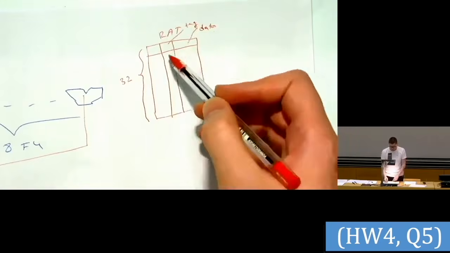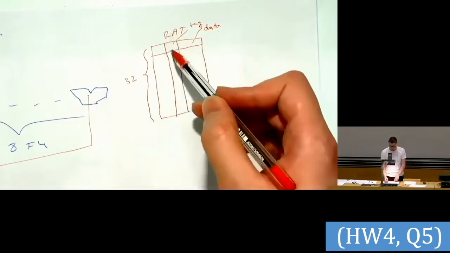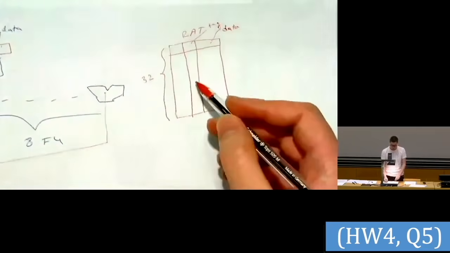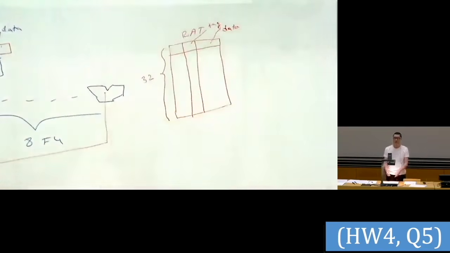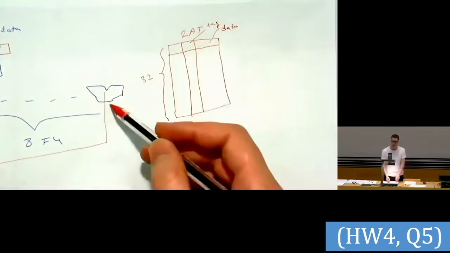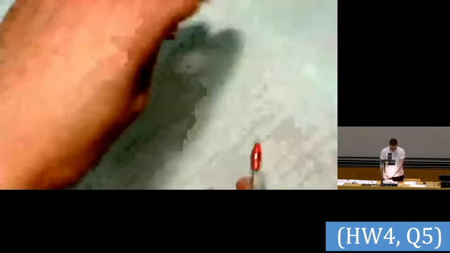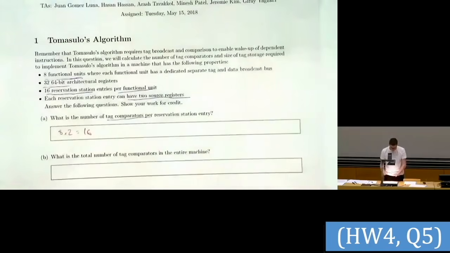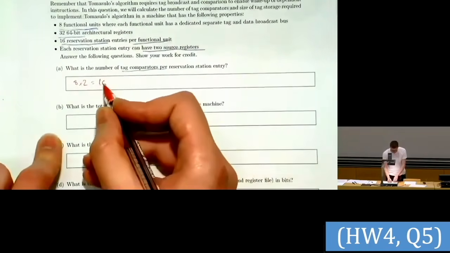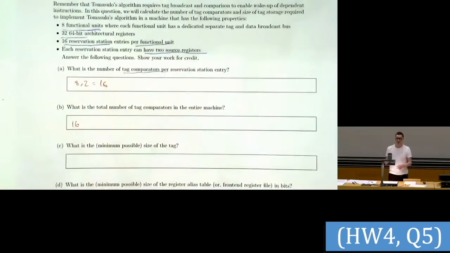Okay, so basically, we also have some comparators here, right? So one comparator for each tag. And then it will be again multiplied by the number of functional units, because in a single cycle, we will need to compare those tags against each of the results coming out from the functional units. Okay, so if we accumulate everything together, we have 16 tag comparators for each entry, right?